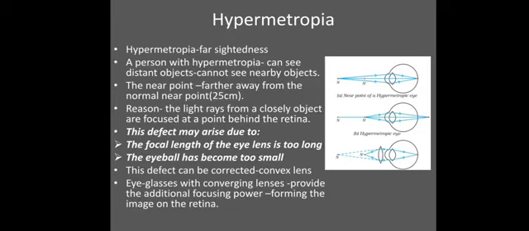This defect can be corrected by using a convex lens of appropriate power. I hope in the third diagram you are able to see the usage of a convex lens to correct this defect. Eyeglasses with converging lenses provide the additional focusing power required for forming the image on the retina. So by keeping a convex lens, the image which is formed beyond the retina is now corrected and is formed on the retina, so that the person is able to see clearly.